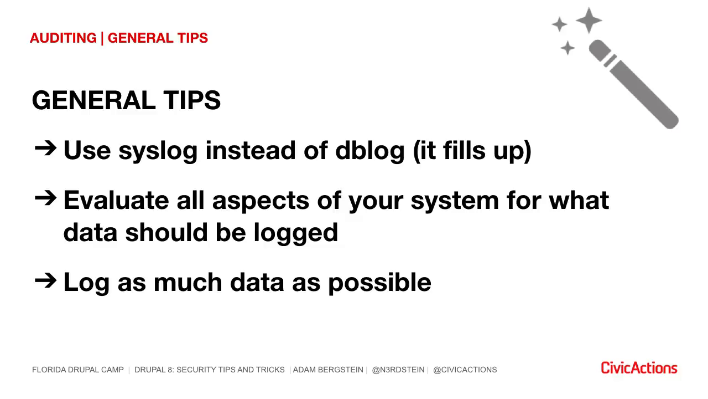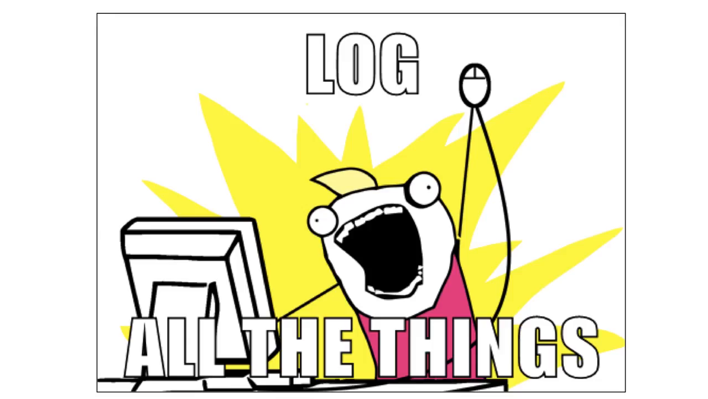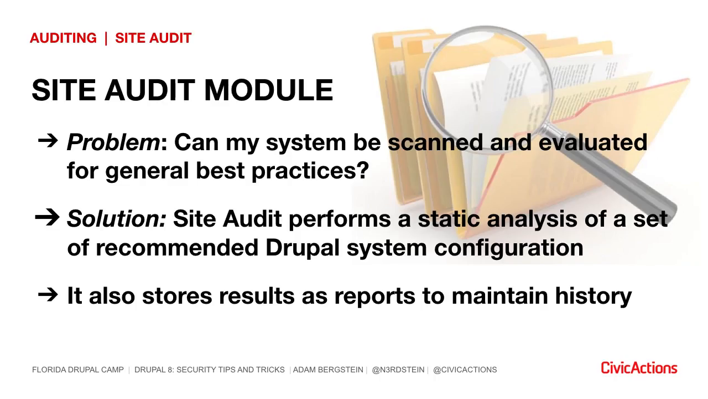So my general advice to all of you is to log as much data as you possibly can. Be as unassuming as you can be to make sure that you don't regret not logging something. Log all the things. All right, so how can you do it? Well, the site audit module basically provides you a nice handy-dandy tool to scan and look to see if you have a set of generic best practices turned on. So it'll go through and take a look at your system configuration, do a quick scan, and a lot of the features and things that it reports are around auditing.